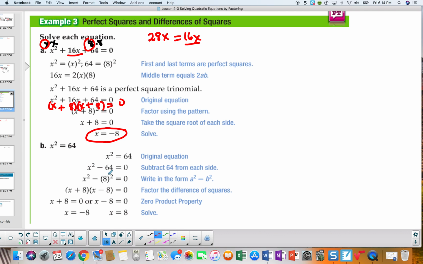Take the 64 to the other side, and this is what we call a difference of two squares. Here's the difference, and a square on one side, a square on the other side. To do this problem, you're going to split up the x squared, you're going to split up the 8 squared, put a plus in one and a minus in the other, set them both equal to 0, and then solve.